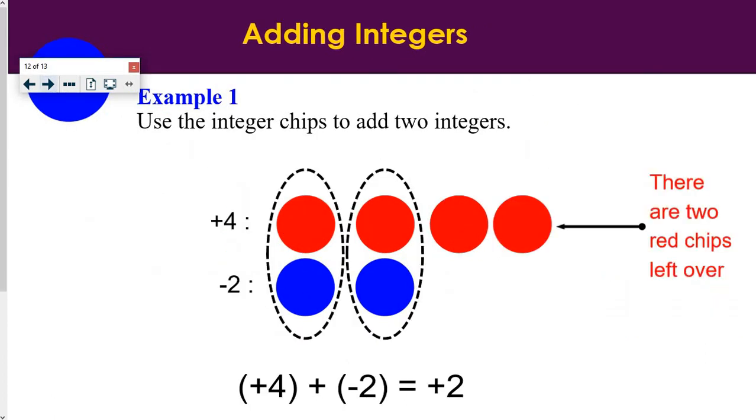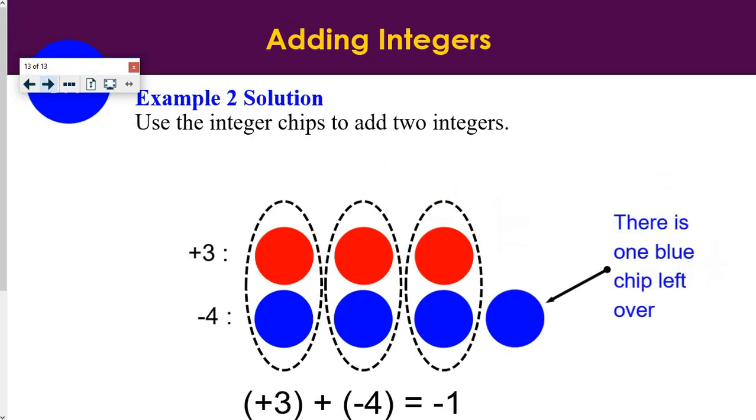So example, use the integer chips to add. We know that plus 4, -2 equals plus 2. We've gone over that. So number 2, we've gone through that as well. So plus 3 plus -4 equals -1 because there's one blue chip left over.